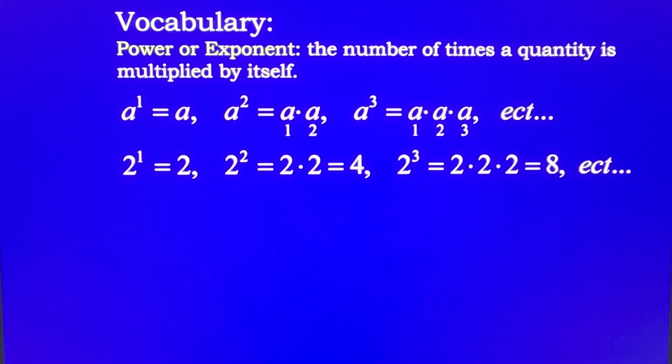Here again, you pay attention. The number of multiplications is equal to the power. A power or an exponent is basically a short way of writing a multiplication of the same value by itself. 2 to the first power equals 2. 2 to the second power equals 2 times 2, that's 4. 2 to the third power is equal to 2 times 2 times 2, and that's equal to 8.